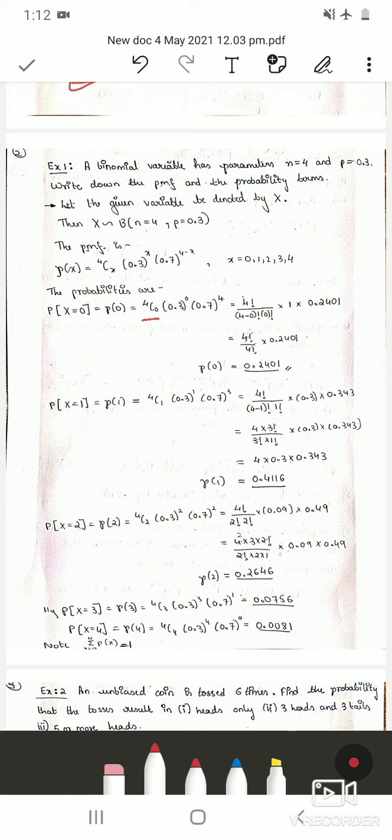We will see how. So 4 factorial divided by 4 minus 0 is again 4 factorial. 0 factorial is always 1. So this 4 factorial will get cancelled and we will get the answer as 1. So 1 into 1 into 0.2401. When you multiply 0.7 4 times, you will get 0.2401. Therefore P of 0 is 0.2401. Similarly, let us see the probability when x equal to 1.